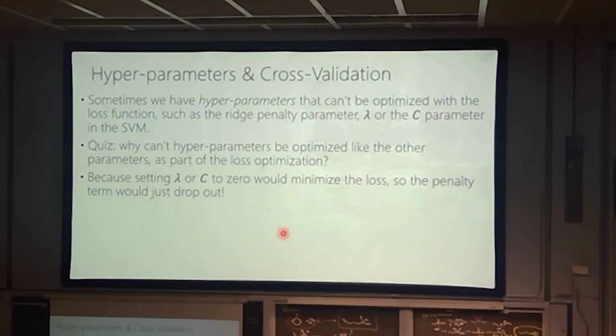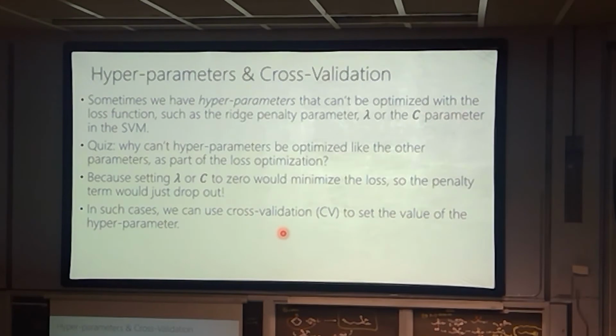Yeah, so usually when we talk about hyperparameters, we're referring to these other kinds of parameters that you cannot tune by minimizing the loss, because they cause grief to the loss, and it wants to get rid of them. Okay, so in these cases, as we said, we use cross-validation.